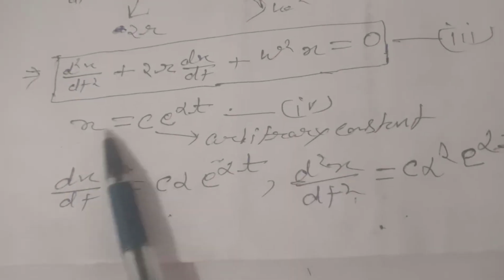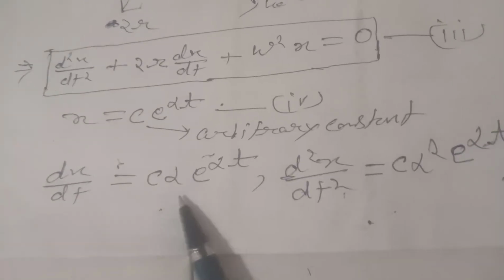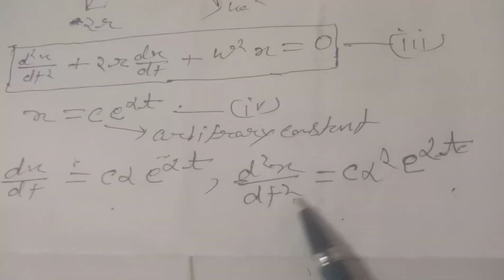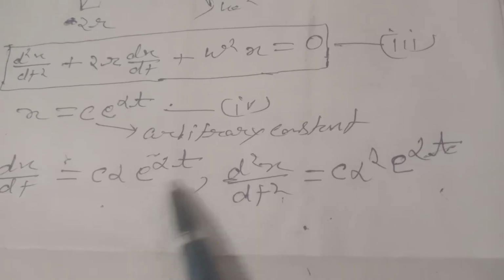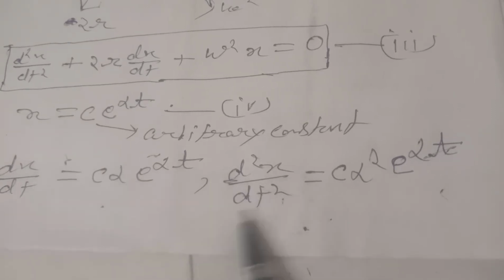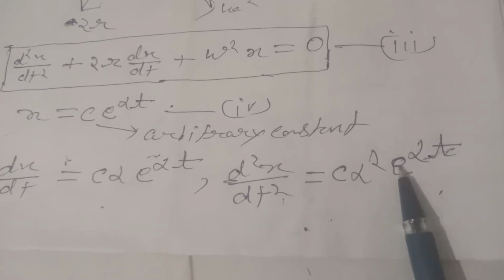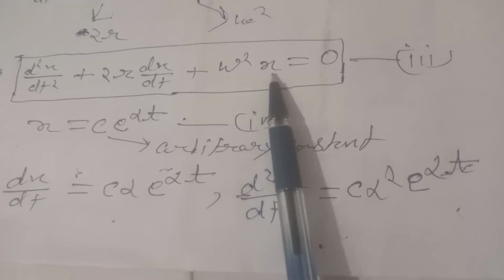Now differentiate equation 4, which gives dx by dt equals c alpha into e to the power alpha t, and d2x by dt square, that is the double differentiation of this solution, equals c into alpha square e to the power alpha t. Use this value in equation 3.